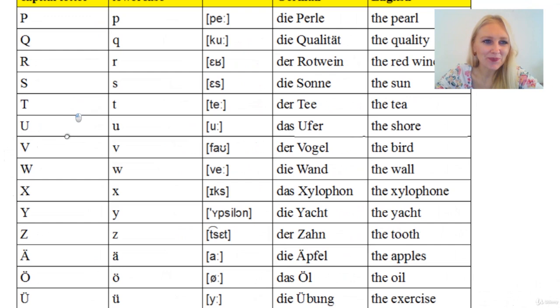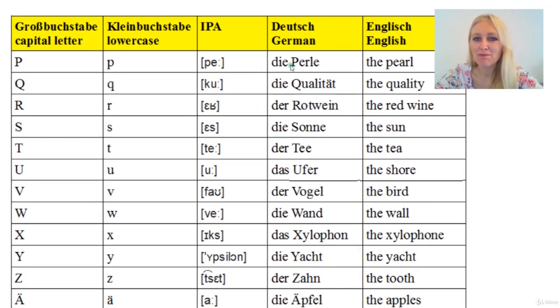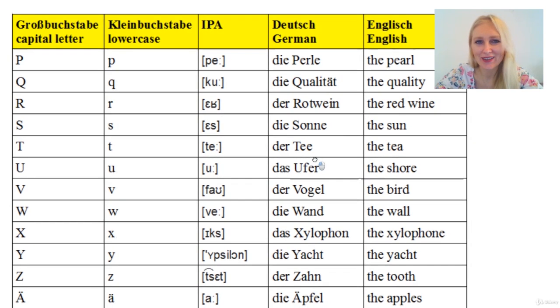So here, let's see. P, okay, P, die Perle. Q, die Qualität, die Qualität. R, der Rotwein. Okay, you will see in one of the next chapters, I will teach you some pronunciation rules. Why an R here is pronounced as R, which comes from the throat, and maybe with words like Ufer, here it's just pronounced like an A. Okay, you will learn it all in this course. So for now, maybe we just focus on getting used to the pronunciation of the words.